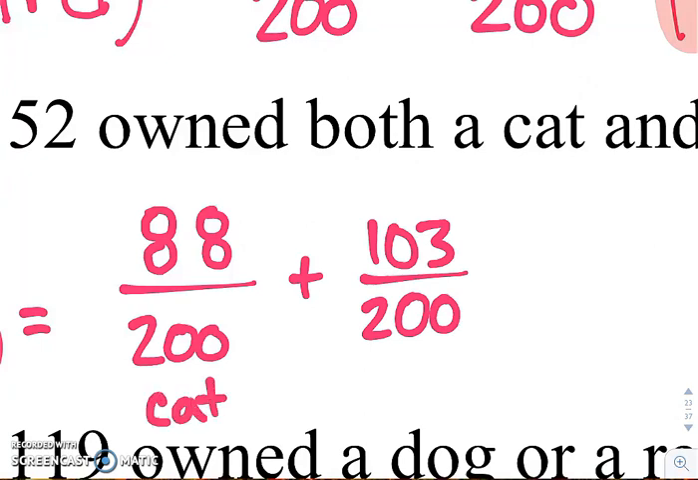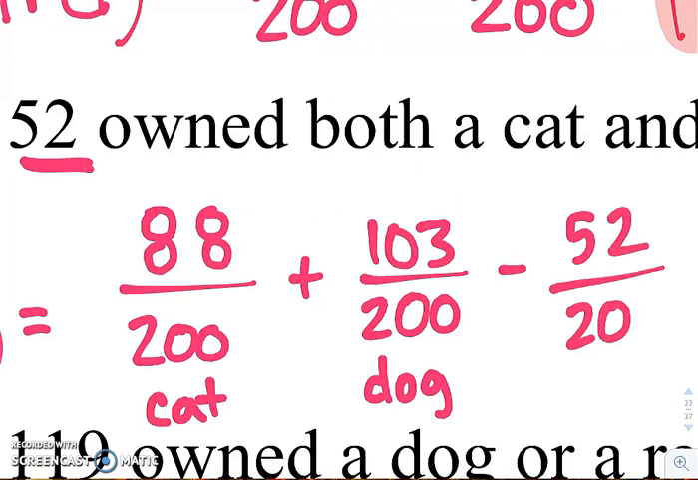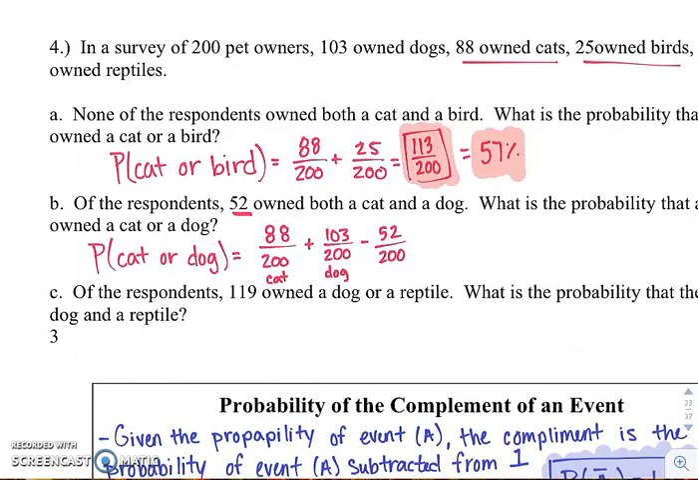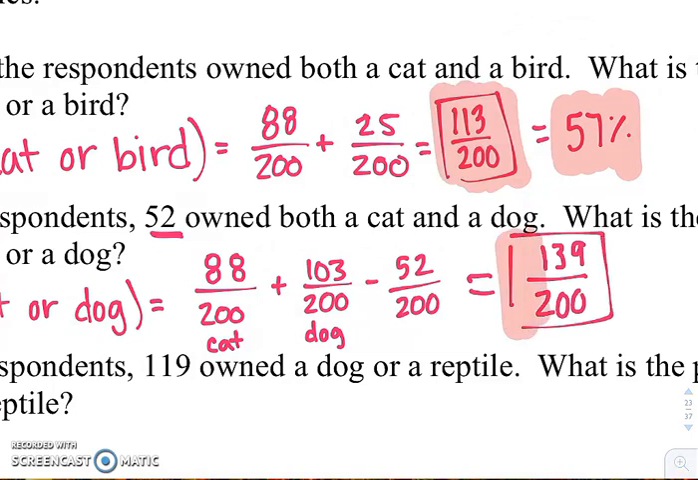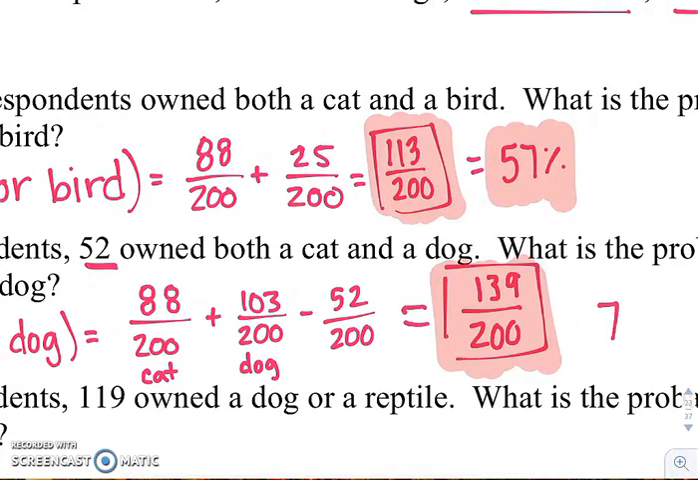So that's cat, that's dog. But we need to subtract the 52 people that own both because we just want to know the probability of selecting someone that owns one or the other. So 88 plus 103 minus 52 gives us 139 out of 200 people that own a dog or a cat only. If you divide that, you get 70%.